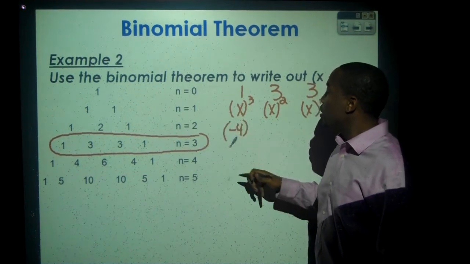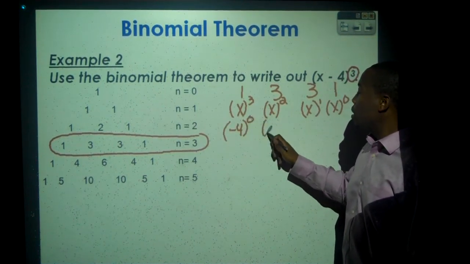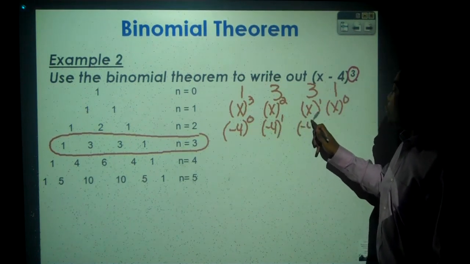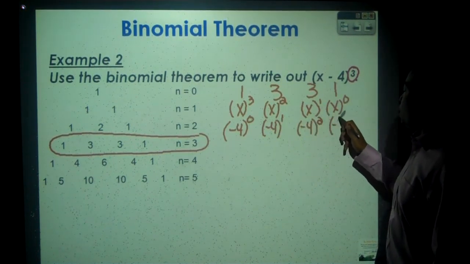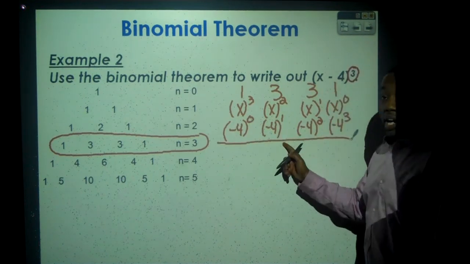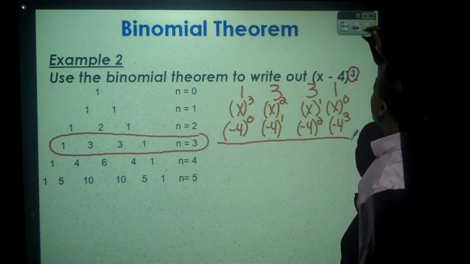Then take our negative 4, bring it here. Negative 4 is going to be at 0, negative 4 to the 1, negative 4 to the 2, and negative 4 to the 3. Draw a line. After we draw a line, we're going to try to reduce everything above it.